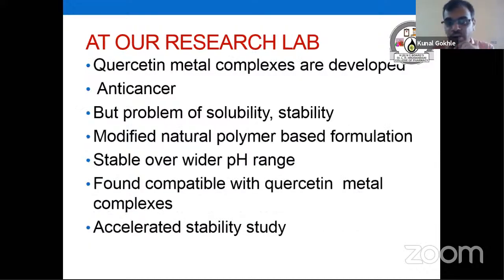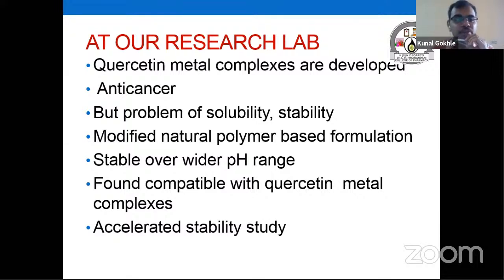drugs. We are also working on quercetin metal complexes. We have the quercetin metal complexes developed in our laboratory, and they have shown very good anti-cancer results against the cancer cell lines. But again, here we have faced a lot of problems associated with solubility. They have a very high degree of lipid solubility, and they also have very high stability issues.